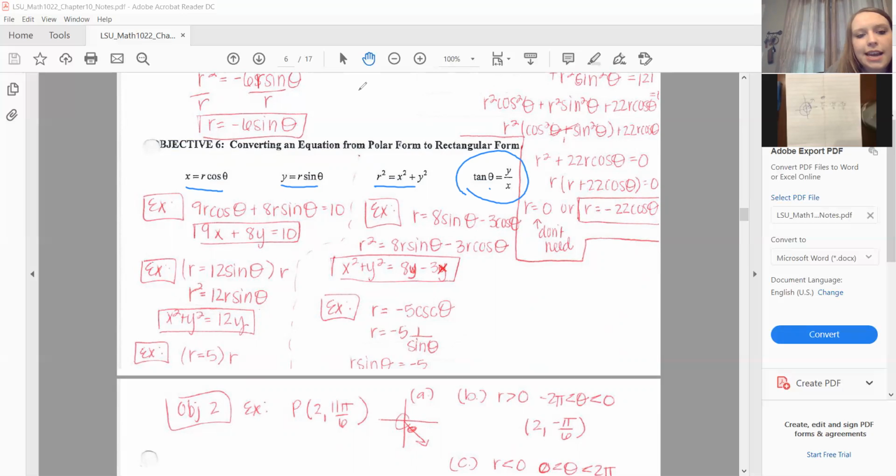Okay, so for these, this is what it gives you. Anytime you see r cosine theta, you can just put an x, so that's 9x. Anytime you see r sine theta, you can put a y, that's 8y. So 9x plus 8y equals 10. That easy.